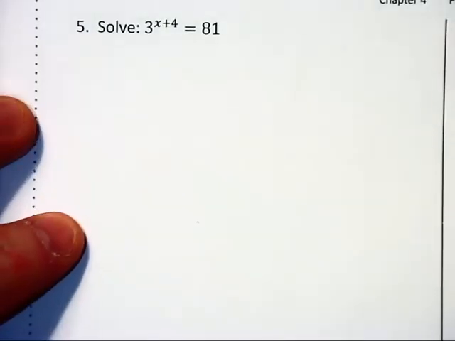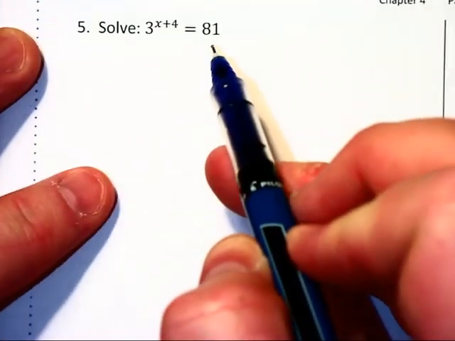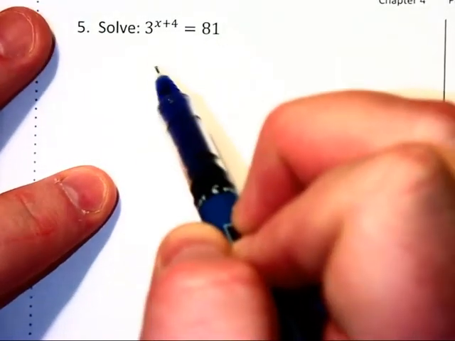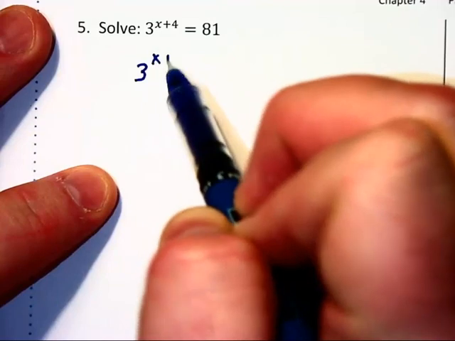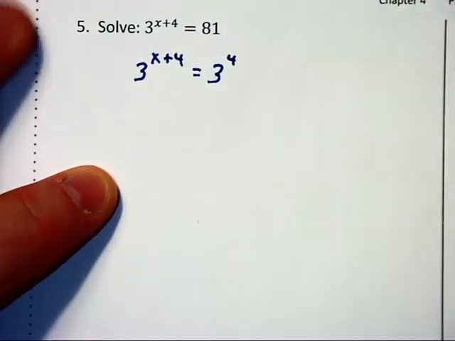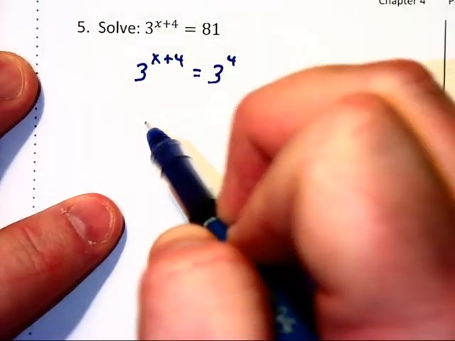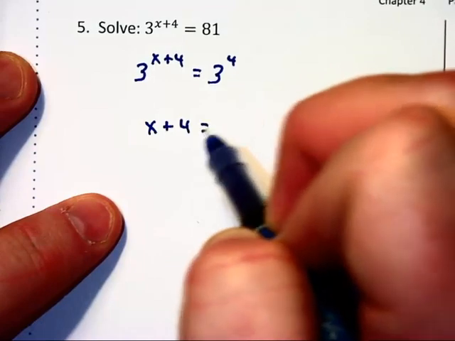Okay, solve this exponential equation. We could log both sides, but notice how 81 is a power of 3. Let's write this as 3 to the x plus 4 equals 3 to the 4th power. Now we see that both sides have a base of 3, so we can set the exponents equal to each other. X plus 4 equals 4.